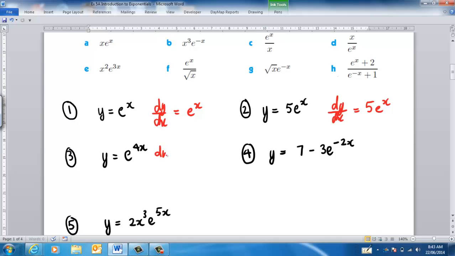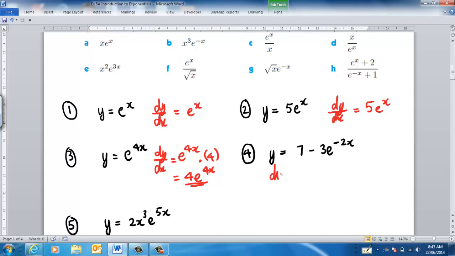This next one though, if we're looking at that dy dx, we have to use the second rule, which is we simply write the function e to the 4x and then we times by the derivative. So the derivative of 4x is simply 4, which you would probably then display as 4e to the 4x. So it's pretty simple when you think about that.